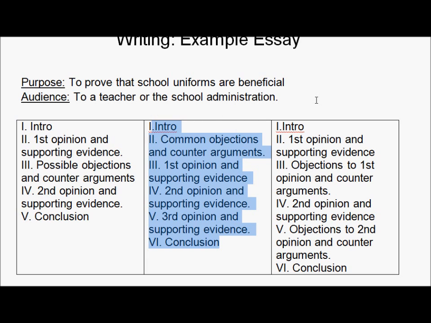I'm not going to actually write an introduction or a conclusion, but we're going to look at some common objections, counter-arguments, some opinions, and how we may structure it, and we're going to talk a little bit about audience and purpose. I'm going to be writing about school uniforms, and I'm going to be arguing that they are beneficial, and my audience is going to be either a teacher or the school administration. Obviously the essay would change a lot if you're trying to appeal to students rather than the school administration.